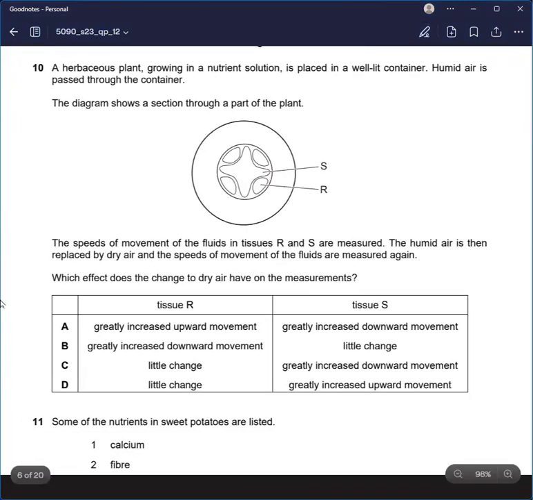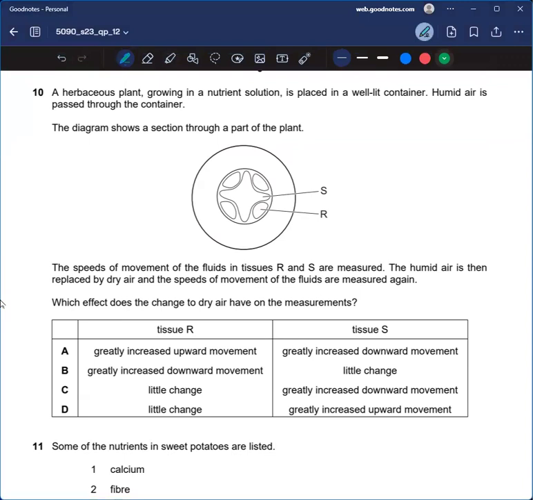Question number 10. A herbaceous plant growing in a nutrient solution is placed in a well-lit container. Humid air is passed through the container. The diagram shows a section through a part of the plant. The speeds of movement of the fluids in tissues R and S are measured. The humid air is then replaced by dry air, and the speeds are measured again. What effect does the change to dry air have on the measurements? Okay. Basically, S is xylem and R is phloem.